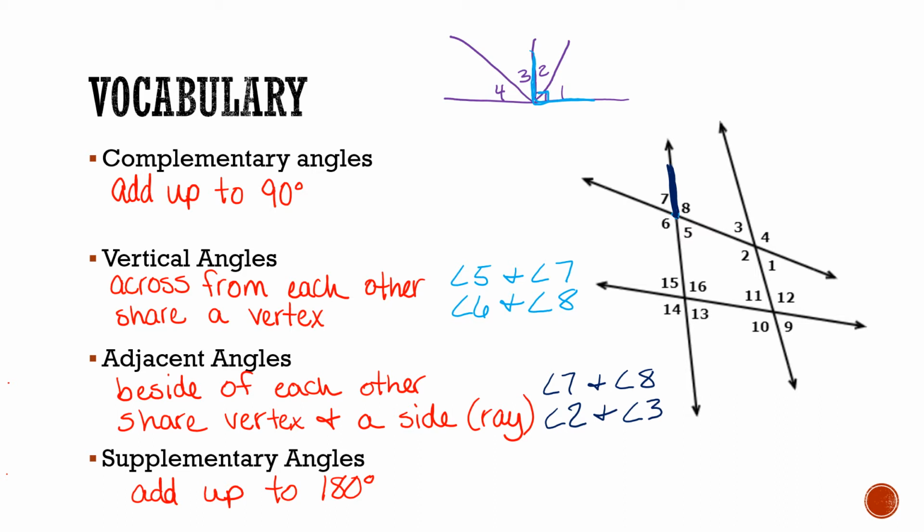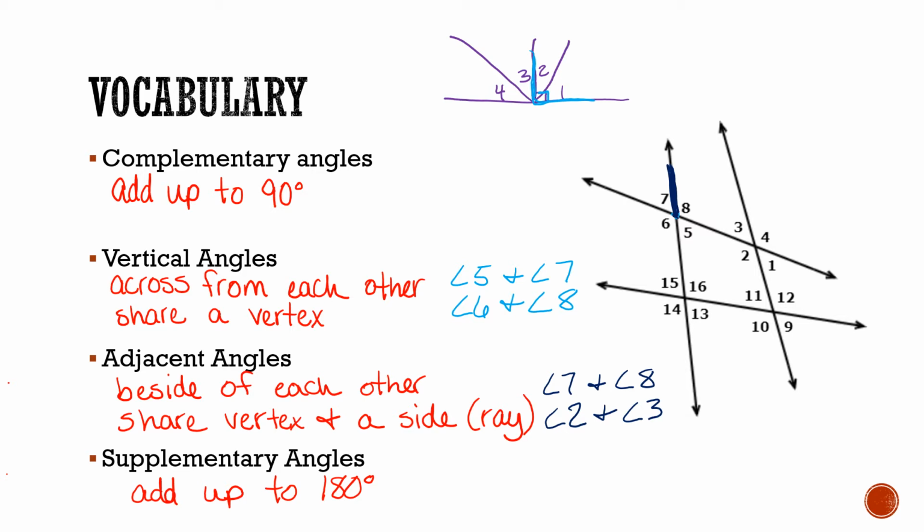There's a whole bunch of these. So 5 and 6, 6 and 7, all of those are adjacent. 4 and 1 are adjacent. 12 and 9 are adjacent. 9 and 10 are adjacent. So all of those angles that are beside of each other, sharing that vertex and sharing a side, are adjacent angles. And then the last one, supplementary angles.